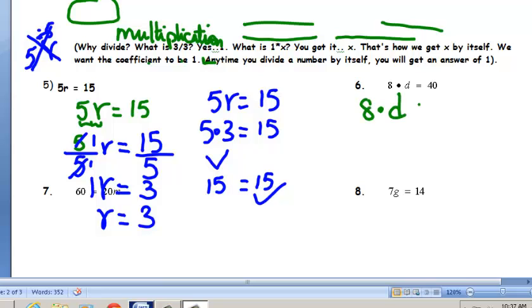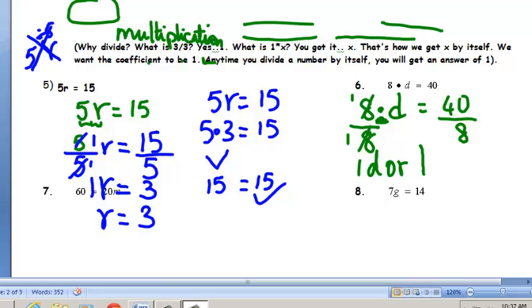8 times d equals 40. Again, multiplication is what's happening here. So undo it: divide the 8 by the 8, and divide the 40 by the 8. These two cross out, 1 and 1. 8 goes into 40 five times. So 1d, or just a plain old d, equals 5. So this is your final answer.